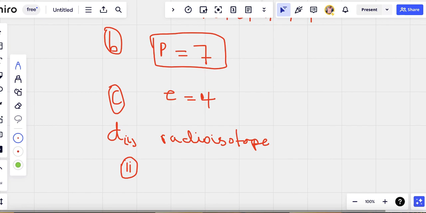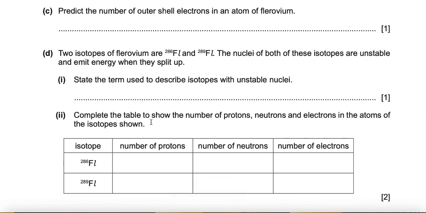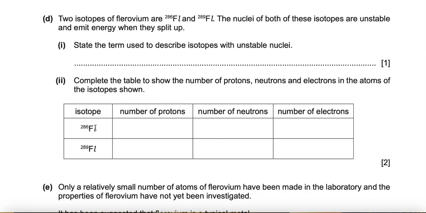Let's see Roman figure 2. Complete the table to show the number of protons, neutrons, and electrons in the atoms of the isotope shown. Okay, 286. What will be the number of protons?